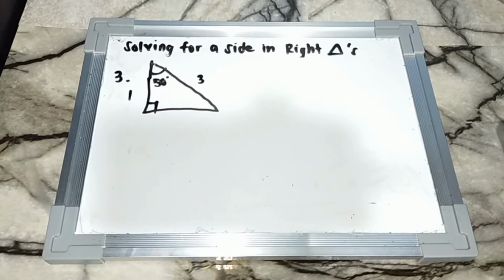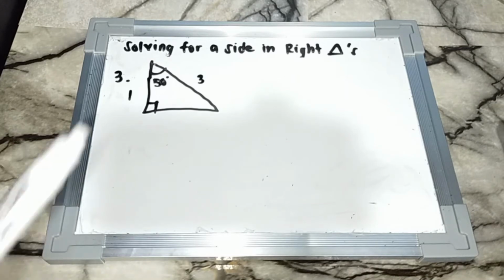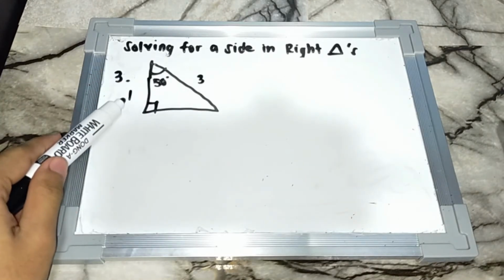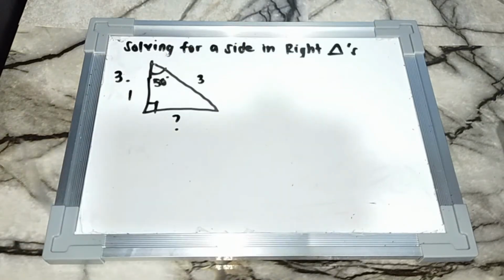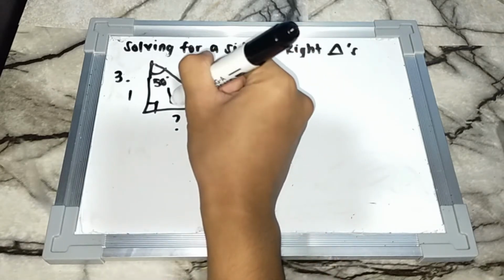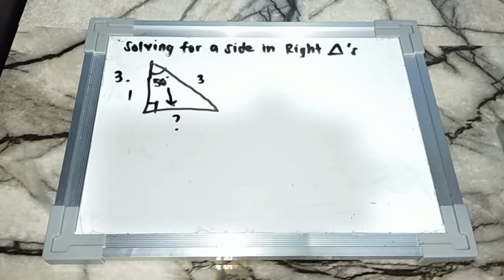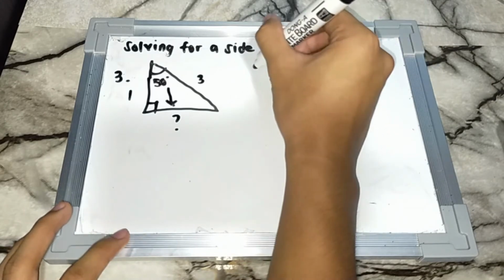Another example of solving for a side in right triangles is using our trigonometric functions, which are the sine, cosine, tangent, cotangent, secant, cosecant. So now, for example, this is our triangle. We have the hypotenuse as 3, one side is 1, and this is the unknown side. And we have a given angle which is 50 degrees. So now we're finding the opposite side from the perspective of the 50-degree angle. So we're just going to write here, opposite.